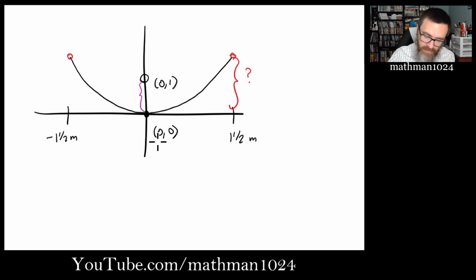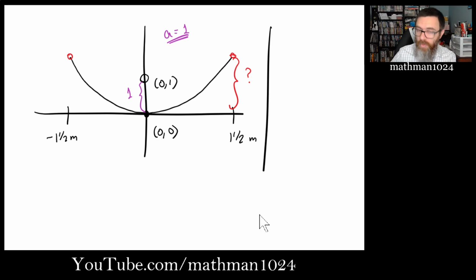From the vertex to the focus is a distance of 1 meter, which means my a is 1. Very, very important here. The basic equation that we're going to work with is an x squared equation, opening up. So it's going to be x squared is equal to 4ay.